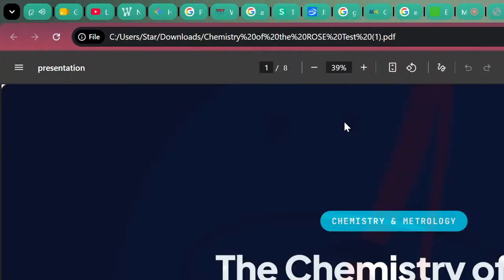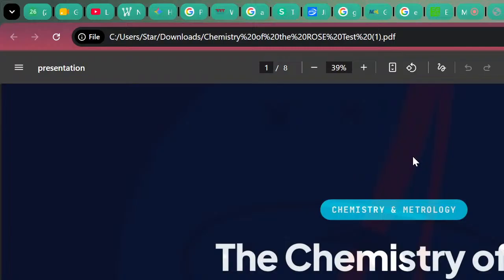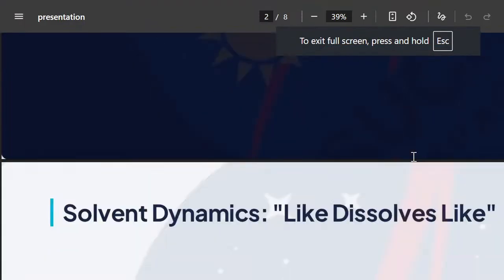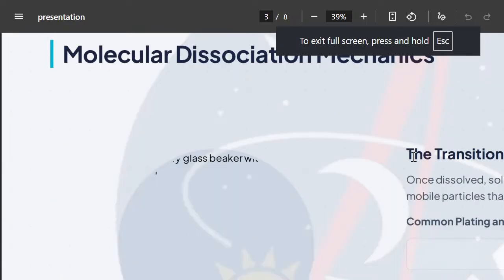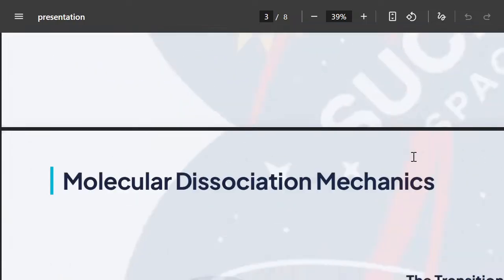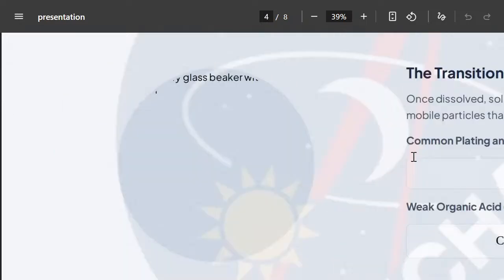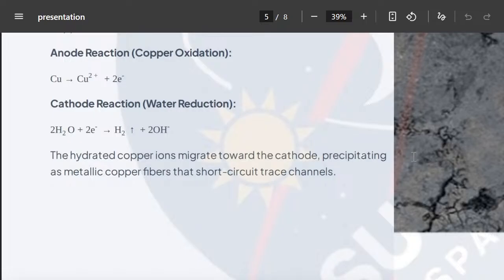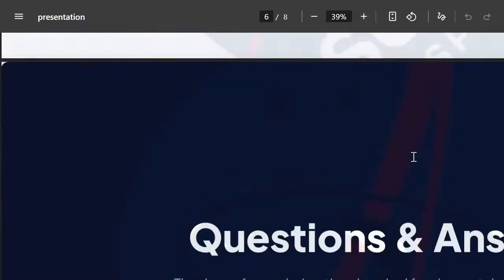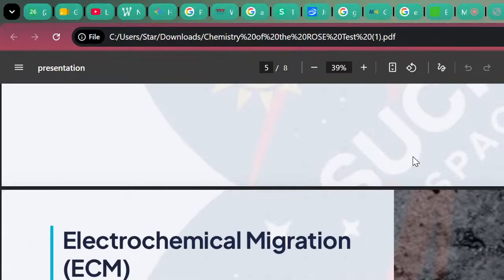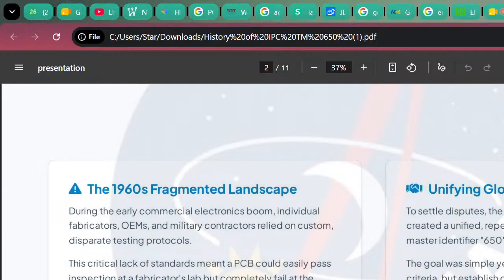So today we discussed the chemistry of the rose cleanliness test, the rose test, isopropyl alcohol, and how flux activators like adipic acid are removed. So all these things we discussed. There are a few issues like electrochemical migration issues. If you do not remove the fluxes, we will get these kinds of issues. So what are those issues? That we will discuss in the upcoming session.